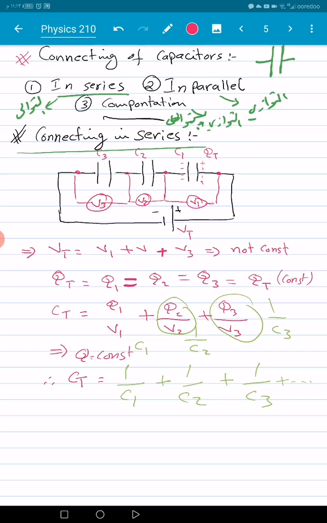Here, when I connect the end with the end, that means you connect in series.